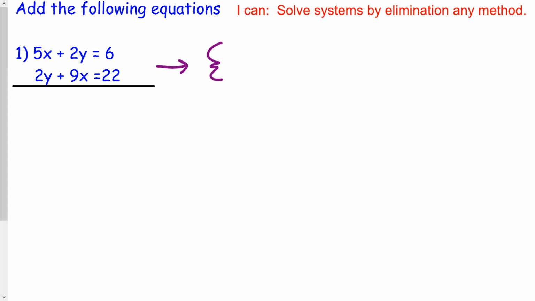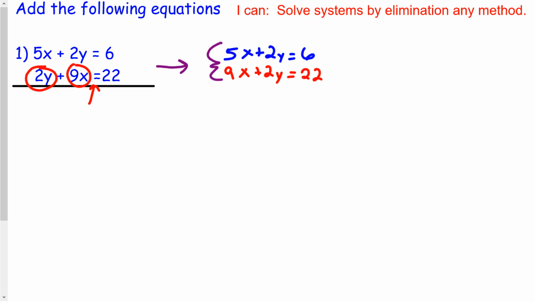We're going to get a new system here. We're just going to use the commutative property of addition because these two numbers are on the same side of the equal sign. So my first equation stays the same: 5x plus 2y equals 6. But here, I'm just going to change these sides. This is a positive 9x. That is a positive 2y. And then equals 22 from right here.